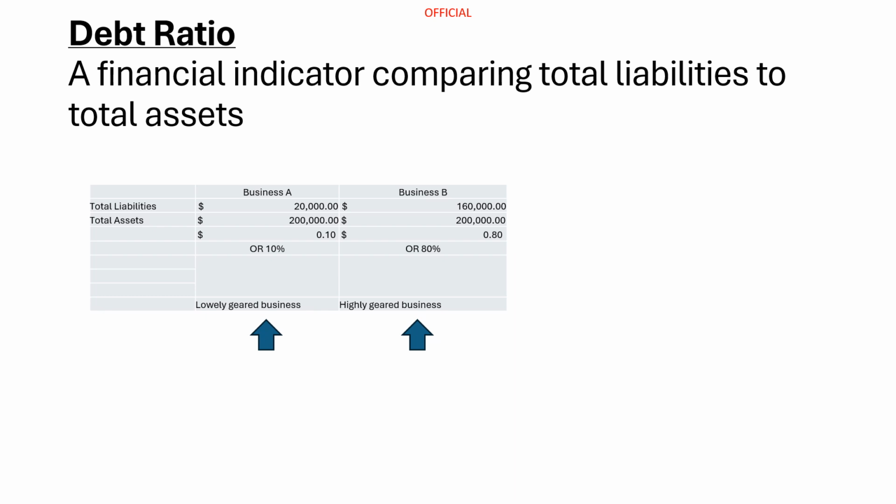Let's talk about the debt ratio. The debt ratio is a financial metric that compares a company's total liabilities to its total assets. It shows the proportion of a business's assets that are funded through borrowing. For example, business A funds only 10% of its assets using debt, indicating a low reliance on external financing. In contrast, business B covers 80% of its assets with borrowed money, making it more highly geared and financially riskier.